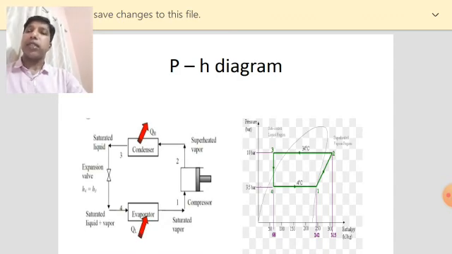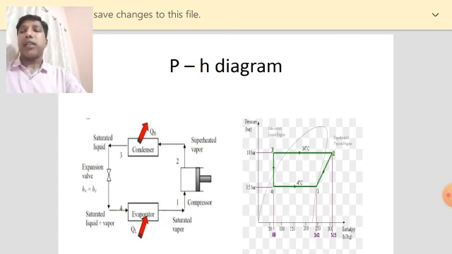Then we have 3-4. 3-4 is an expansion, and expansion is actually a constant enthalpy process. So you can see in the pH diagram, it's a vertical line. It's a constant enthalpy process because expansion occurs, in this case, in an expansion valve, not in a turbine. So in that case, when it's a Joule-Thomson expansion only, it's just a constant enthalpy process.